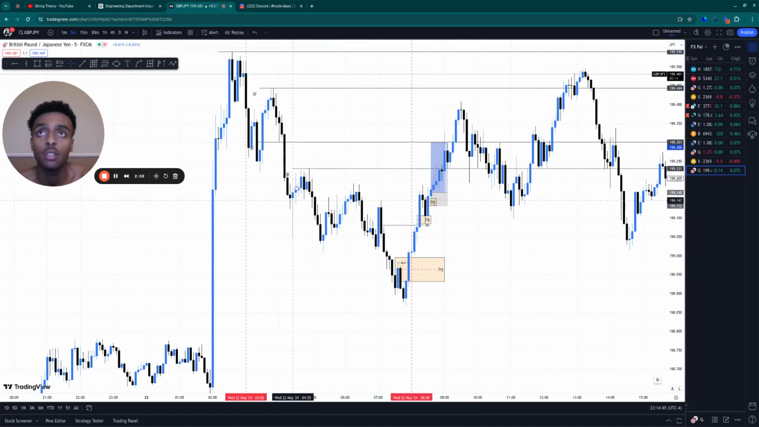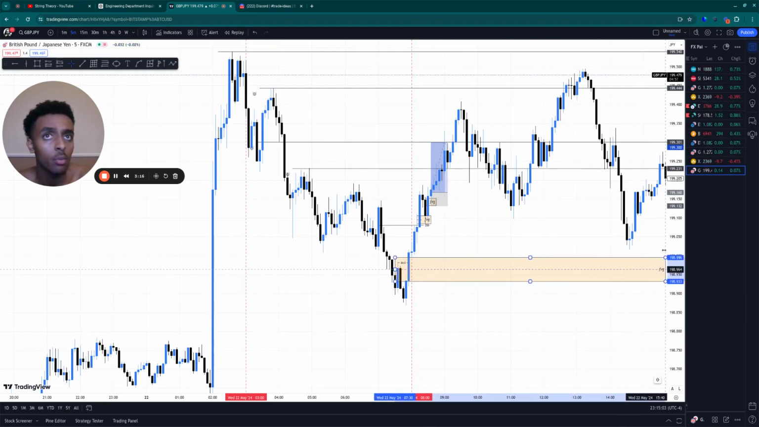Considering current action, 5-minute, break of structure, mitigate order block, continue. Break of structure, mitigate order block, continue. We'd expect the same thing here. But what happens at New York Open? We actually get something different. We actually see a 5-minute break of structure. We make a fair value gap. Do we end up mitigating it all the way here? No.